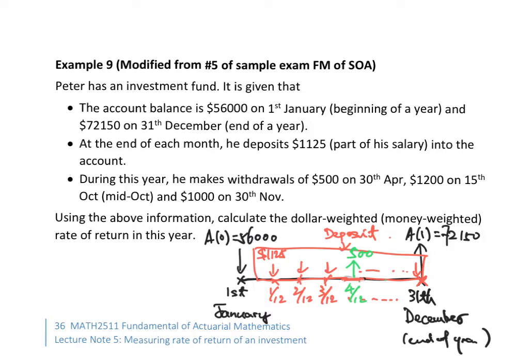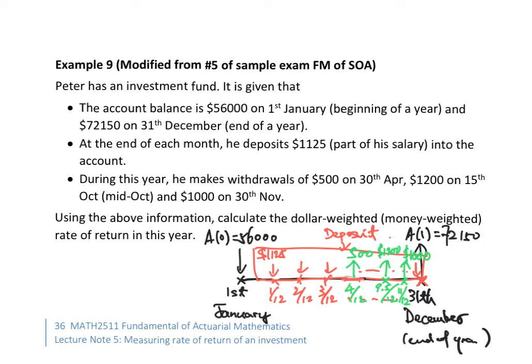And then on 5th of October, which is the mid of October, at 9.5 over 12, he will make another withdrawal of $1,200. And then at the end of November, he will also make a withdrawal of 1,000. So this is when he does the withdrawals. This is what happened to his investment fund over this year.